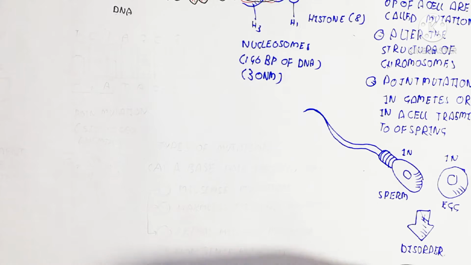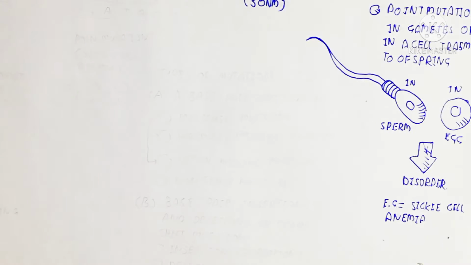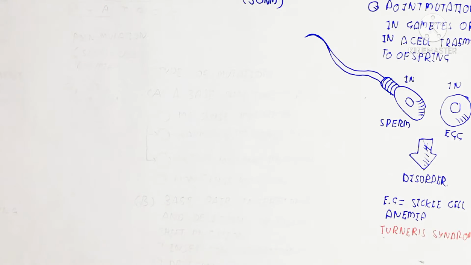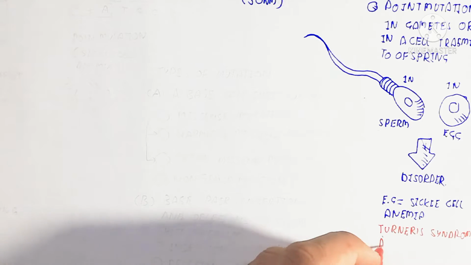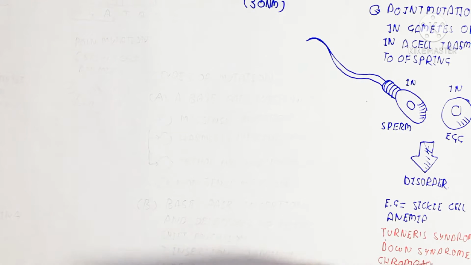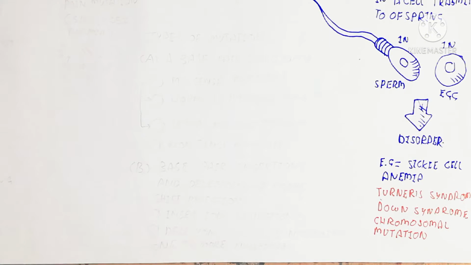An example is sickle cell anemia, which is a point mutation. Chromosomal mutations also occur, such as Turner syndrome, Down syndrome and Klinefelter syndrome. We will discuss those in the next video. Later on we will also discuss mutagenesis.